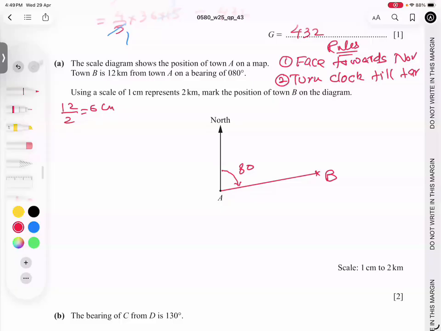And now how can you do it? Listen to me, this is a protector, you know it very well. This is 0 and this is 90 degrees. You put the protector on this like this, meet the 0 line with the north line, and check where 80 degrees is. Stop there and make a mark here. I hope all of you understand how to use a protector. This is done for 2 marks.